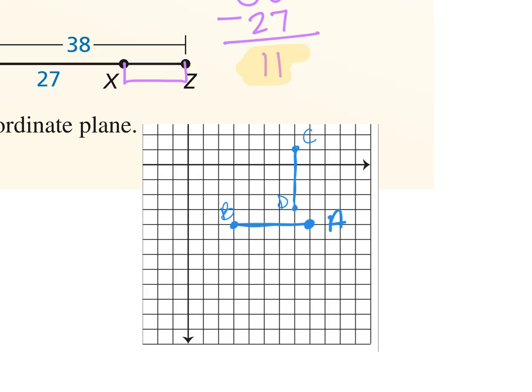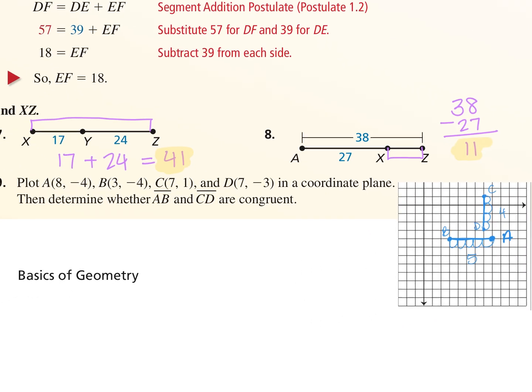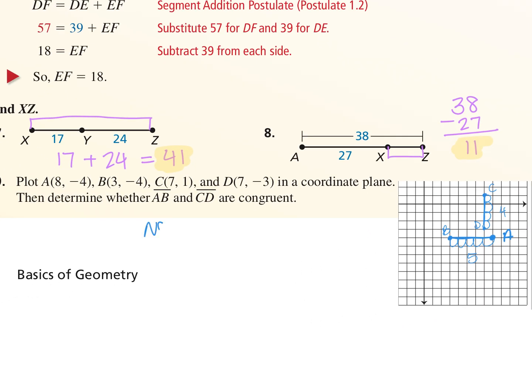All you have to do now is count. 1, 2, 3, 4, 5. And 1, 2, 3, 4. Are they congruent, yes or no? Good. They are not congruent, so how am I writing it? You could say not congruent. Or you could actually write it as segment AB is not congruent to segment CD. Either one of those is fine.